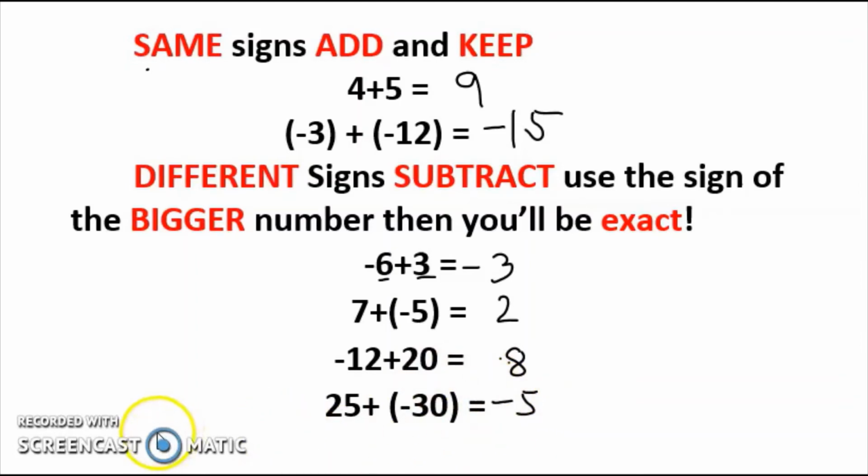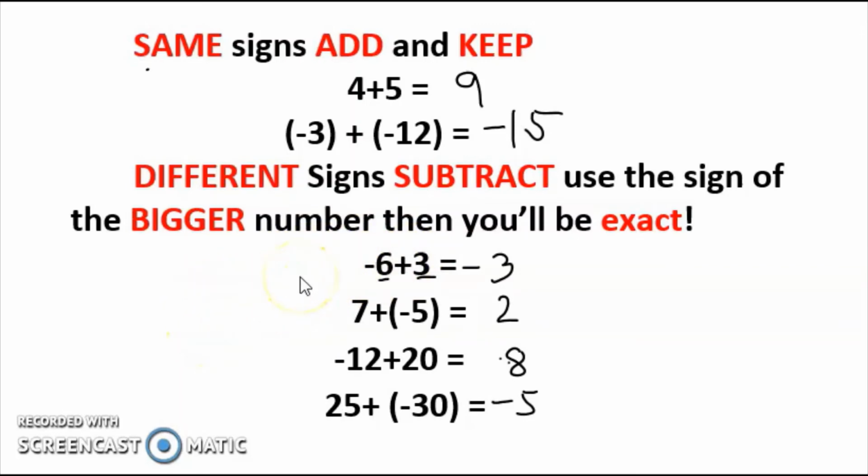So, ganun lang. Ang una lang dapat nating gawin ay dapat malaman natin kung same ba sila ng sign or different sila ng sign. Kung same ang sign, i-add and then keep. Kopyahin lang yung signs nila. Now, kung magkaiba naman sila ng signs, different signs, we subtract. And then, we use the sign of the bigger number. Gagamitin natin yung sign ng bigger number para tama yung sagot natin.